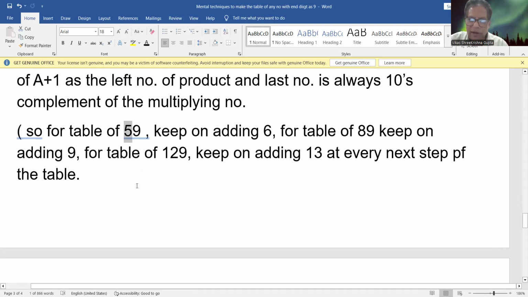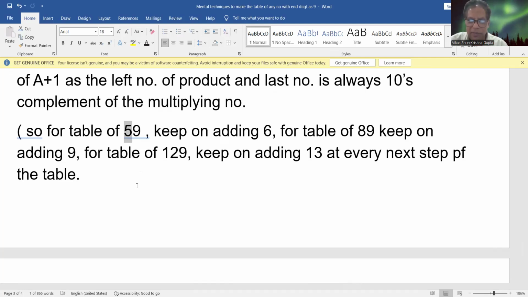59 into 10 is 590. So your answer by addition is also 590, by multiplication also 590. Then it means your table is 100% correct. Of course, the last digit, as I told you already, will always be 9, 8, 7, 6, 5, 4, 3, 2, 1, 0. It can't be any other number, and they will all come in the same sequence, with no number missing, right?